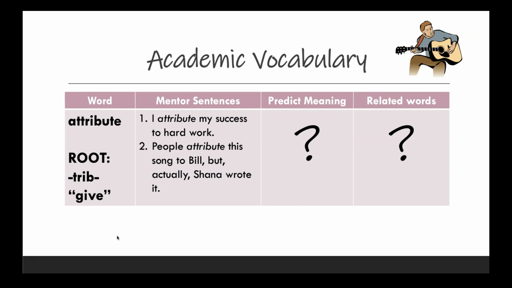Your first word is attribute. The specific root within attribute is trib, and that root means give. So knowing what we know about the root trib, meaning give, and these 2 mentor sentences, I attribute my success to hard work, and people attribute this song to Bill, but actually Shayna wrote it, what do you think the word attribute means? Go ahead and take a minute, and I would like for you to pick from the multiple choice what you think that word means.